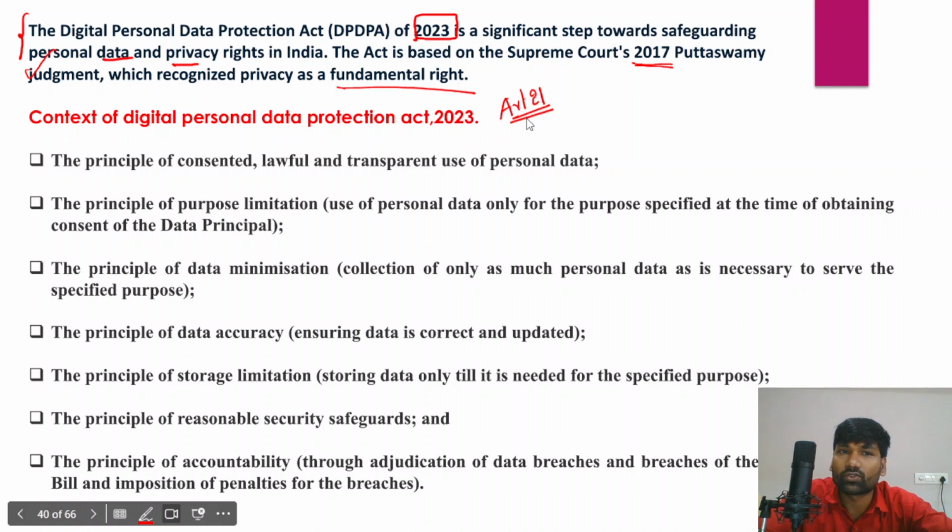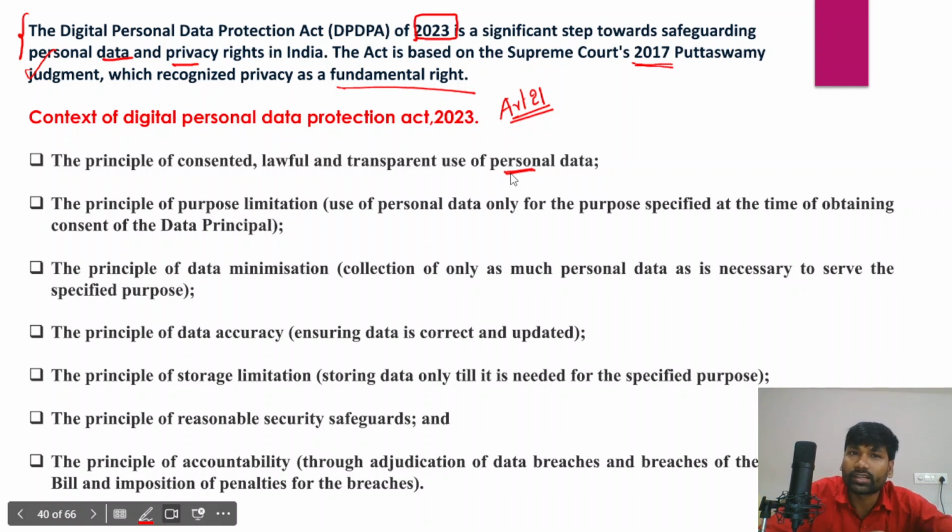Now, what is the context of the Digital Personal Data Protection Act of 2023? If you look at the context, it is the principle of consented, lawful and transparent use of personal data. Almost every individual generates a lot of personal data, and personal data is sacrosanct. You cannot give your personal data to any other third party, because it is very sensitive.